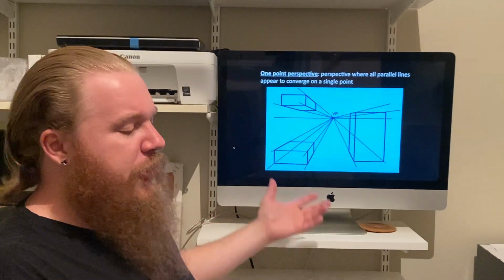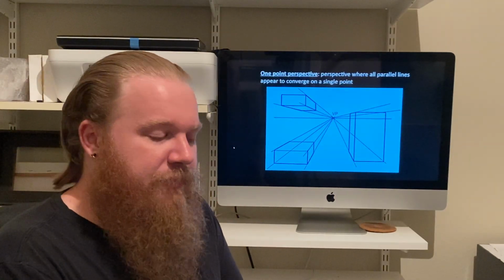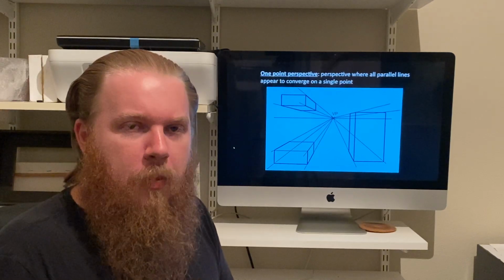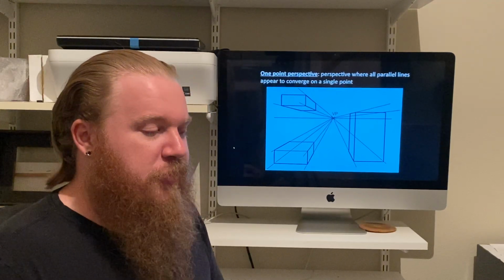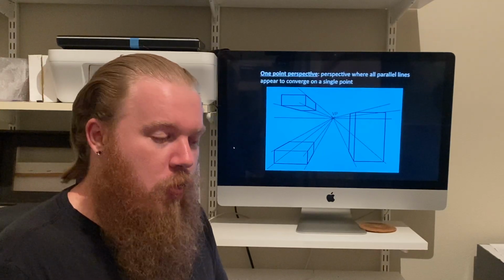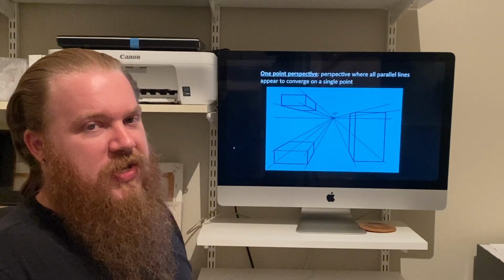Now, when we utilize these, we can utilize them in a few different ways. So our most basic form is one-point perspective. And that is perspective where all parallel lines appear to converge on a single point, such as the diagram we see here.